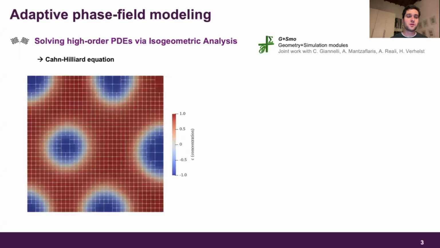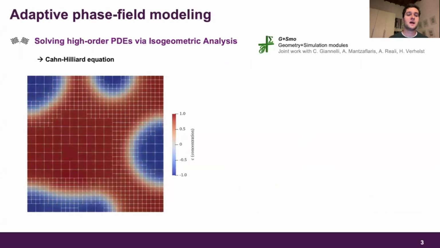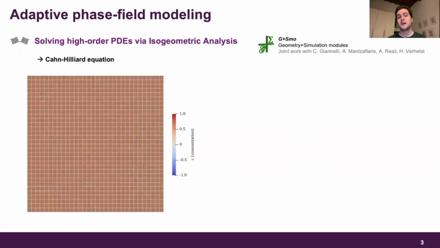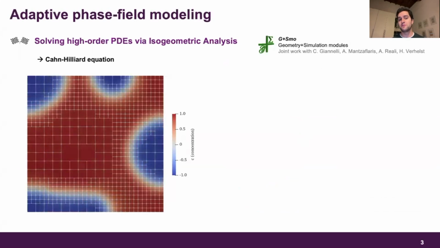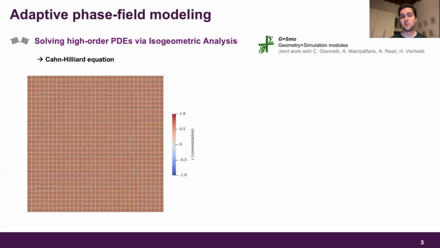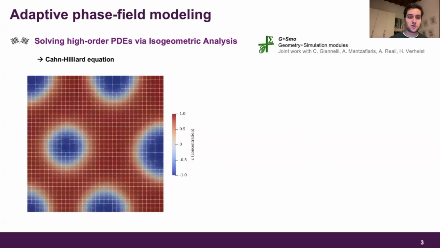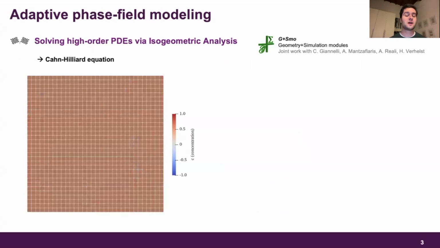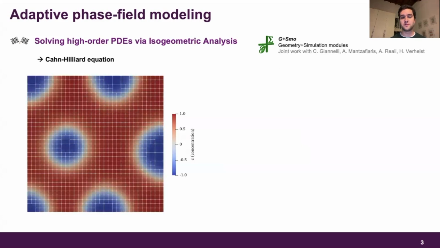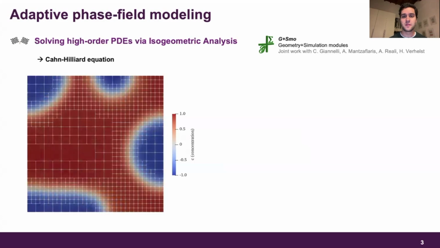My first steps in the project have been in the direction of implementing high order PDEs in the isogeometric analysis framework. And more specifically, I implemented the Cahn-Hilliard equation in its primal form within the G+Smo library. In the slide, I'm showing already the results in a 2D patch where we see that the mesh gradually changes as the phase field evolves, just as we wanted it to be.